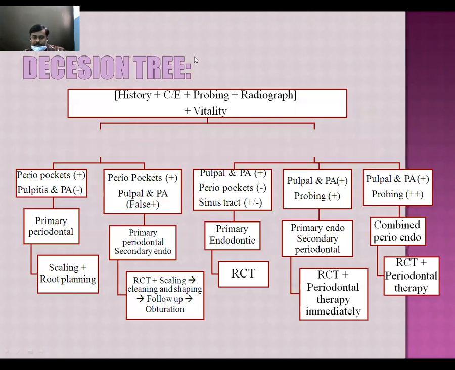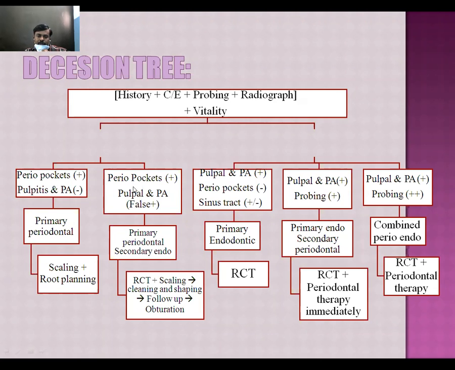So how do you make a decision about your treatment plan? Depending on the findings you record, like case history, clinical examination, probing, radiograph, and pulp vitality test. Whenever your patient has periodontal pockets without involvement of the pulp or periapical pathology, that means it is a true or primary periodontal lesion without involvement of any endodontic tissues. Such cases should be treated periodontally, that is scaling, root planing, and if necessary, periodontal surgery can be done.